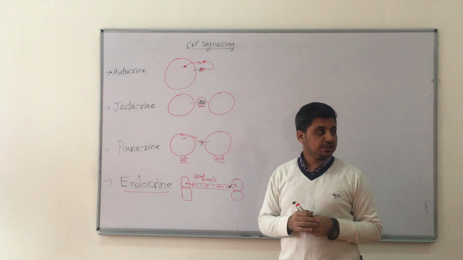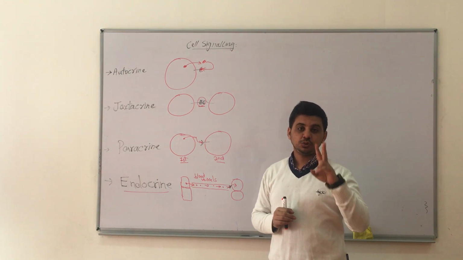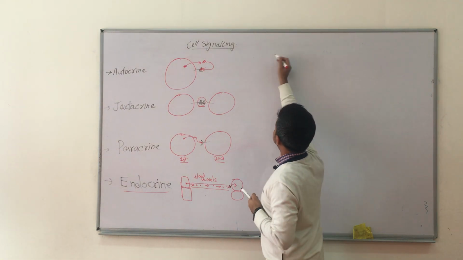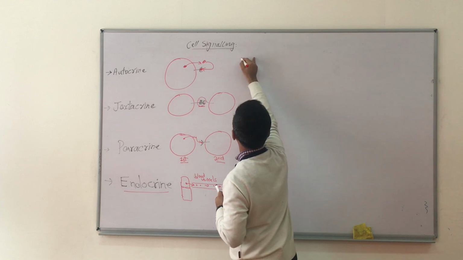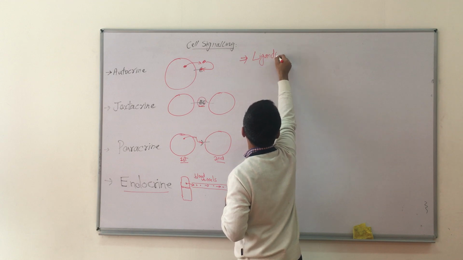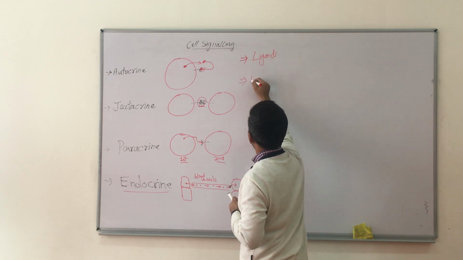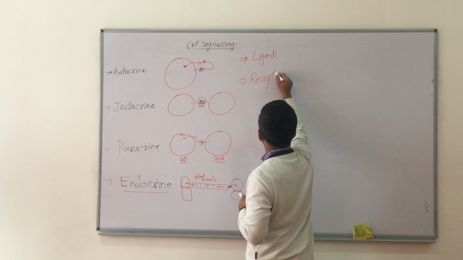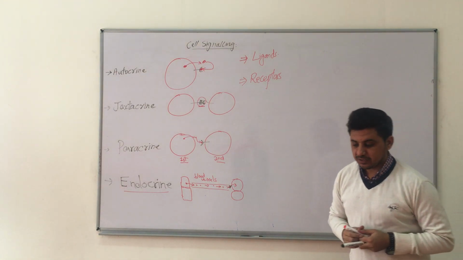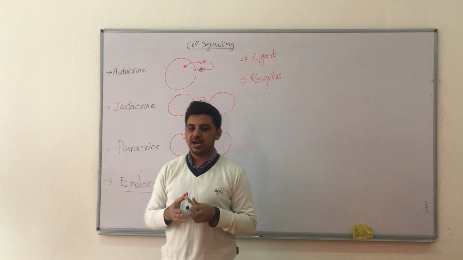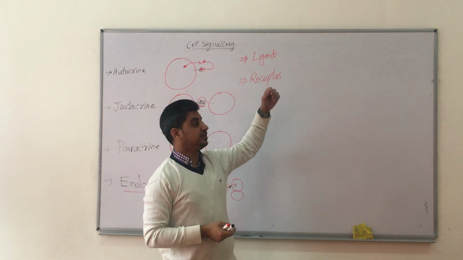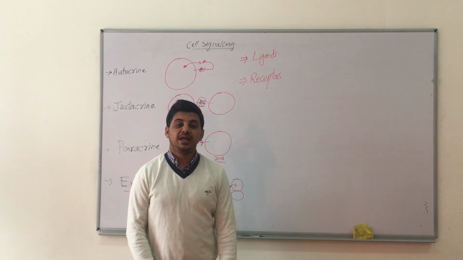First of all, for this communication we must know about two things. Number one is ligands and number two is receptors. What are the ligands? All those chemicals that are acting as a stimuli, those chemicals will be considered in the category of ligands.